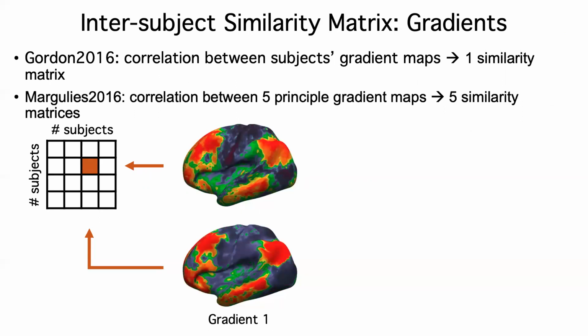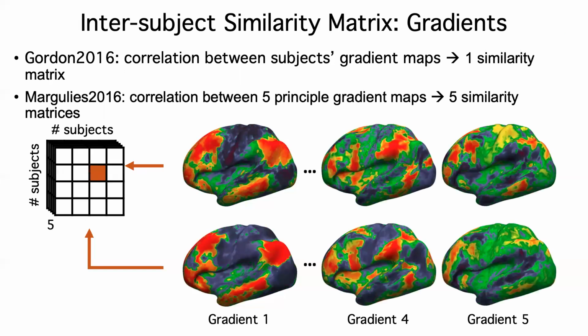Similarly, the inter-subject similarity matrix of principal gradients is defined as the correlation between subjects' principal gradients. As we consider 5 principal gradients, we end up with 5 inter-subject similarity matrices. We will use multi-kernel regression for behavior prediction if there are multiple inter-subject similarity matrices.